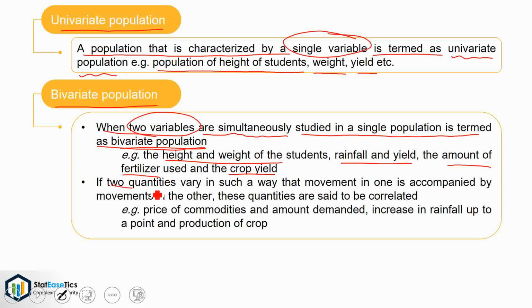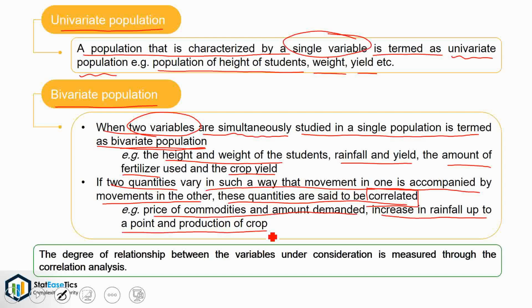If two quantities vary in such a way that the movement of one is accompanied by the movements in the other, these quantities are said to be correlated. Example, price of commodities and amount demanded, increase in rainfall up to a point and production of crop. Thus, the degree of relationship between the variables under consideration is measured through the correlation analysis.